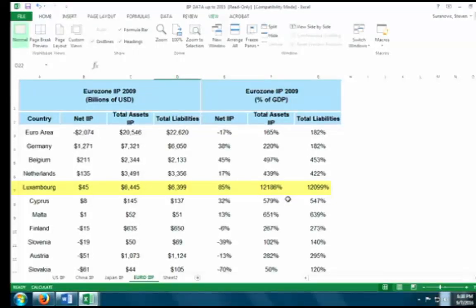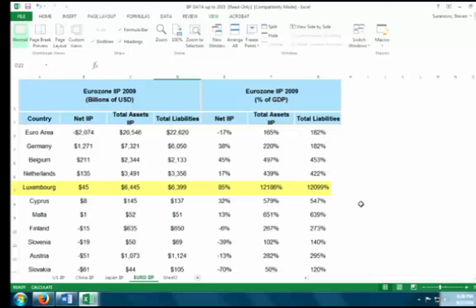Look at Luxembourg, and this is the number I had alluded to before. I had a research assistant put these numbers together, and they went out and collected the data from the IMF, came back and showed me the 12,000% assets and 12,000% liabilities, and I thought, that can't be right. So I sent them back to calculate the numbers again, came back and said, no, that's right. 12,000% of GDP are their assets holding abroad, and 12,000% of their GDP is their liabilities. Pretty close. Net effect is 85% of GDP.